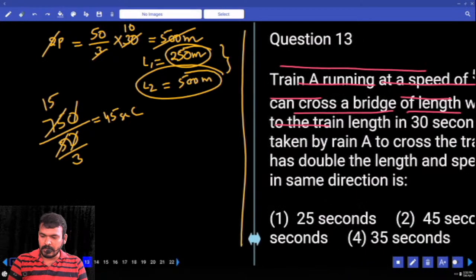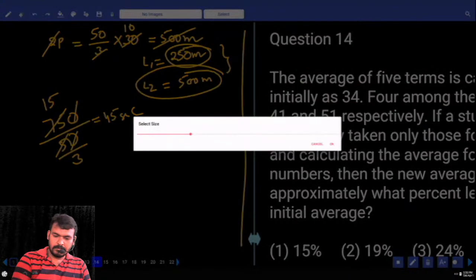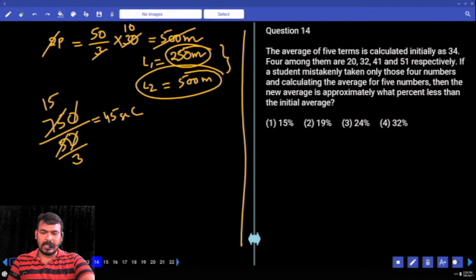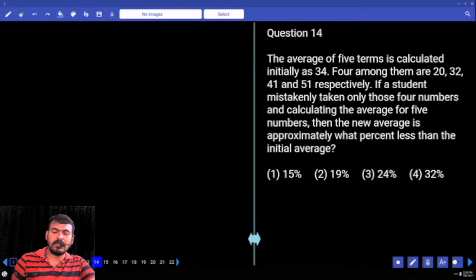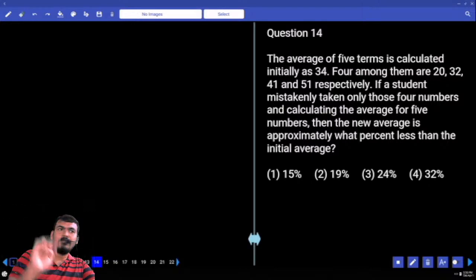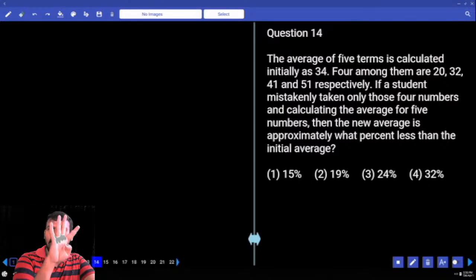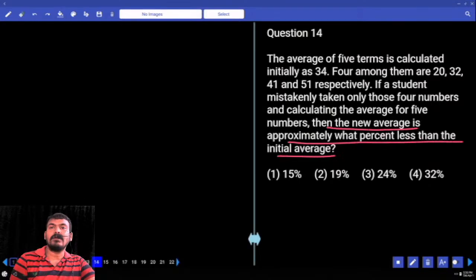Next, question number 14. The average of 5 items is calculated initially as 34. 4 among them are 20, 32, 41 and 51 respectively. If a student mistakenly takes only those 4 numbers and calculates the average for 5 numbers, the sum of the 4 numbers is distributed for how many numbers? 5 numbers. Next, what is the question here? Then the new average is approximately what percent less than the initial average?